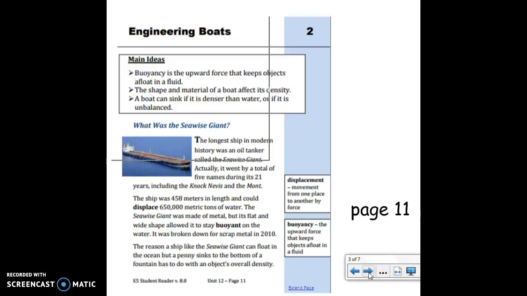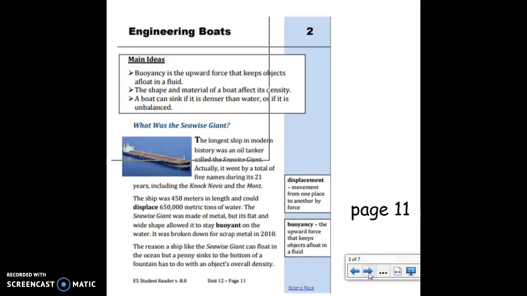What was the Seawise Giant? The longest ship in modern history was an oil tanker called Seawise Giant. Actually, it went by a total of 5 names during its 21 years, including the Knock Nevis and the Mont. The ship was 458 meters in length and could displace 650,000 metric tons of water.